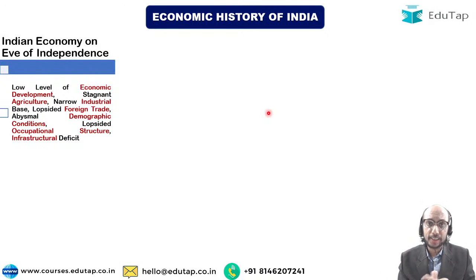So the idea is that at the time of independence, we had to take care of all these things. We had to take care of low level of economic development. We had to take care of the agriculture sector, the industrial sector. We had to take care of foreign trade. We had to give good standards of living to our population so that our demographic conditions can improve. Obviously, we wanted to change the lopsided nature of occupational structure, and we wanted to create infrastructure for our country, right?